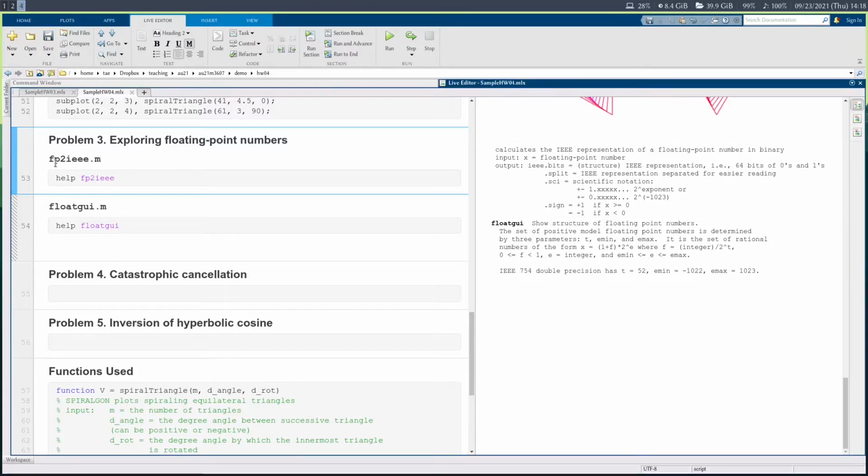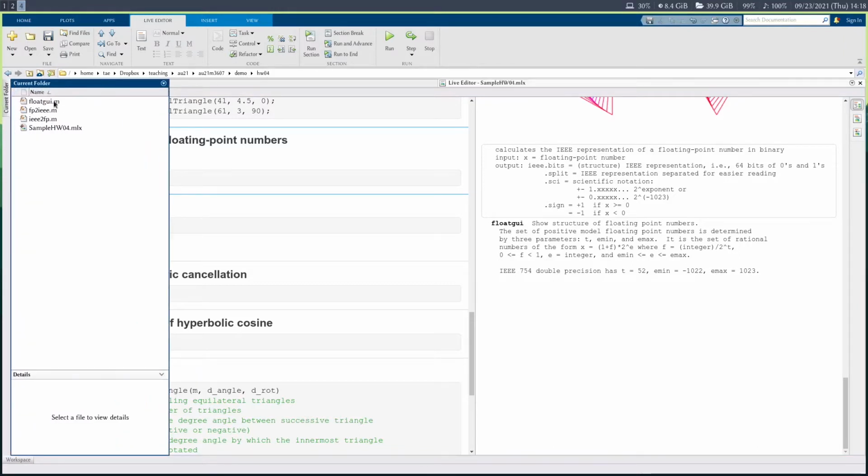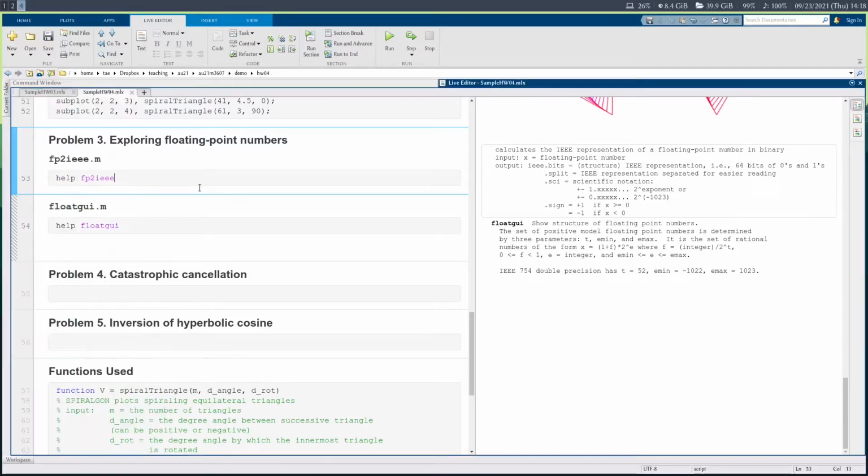So the first one is called FP2IEEE.m. This is floating point to IEEE. This is coming from our main textbook, Learning MATLAB, written by Professor Overman. By the way, I will make this code accessible to you, so you should download this onto your working directory. As you can see in this current directory, I downloaded these two programs.